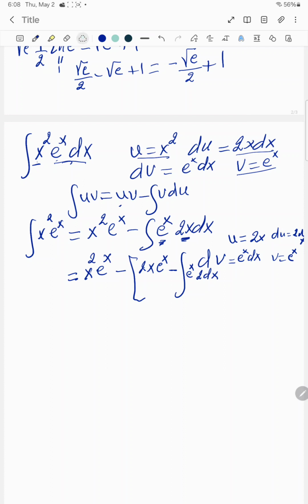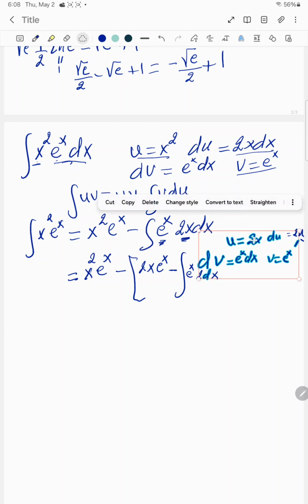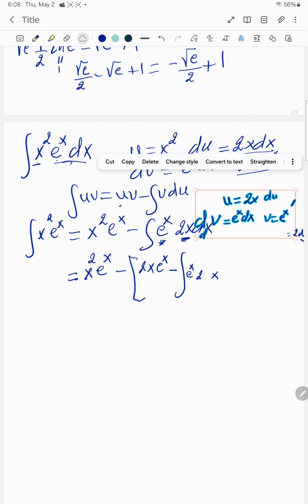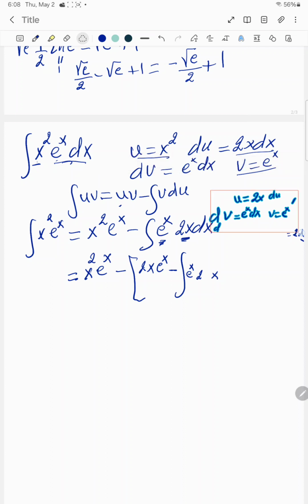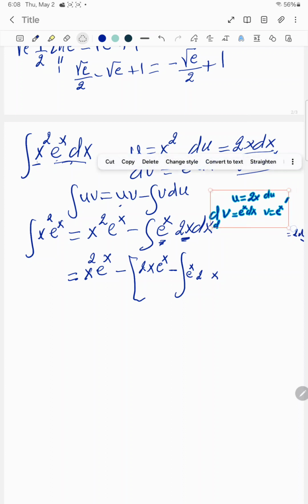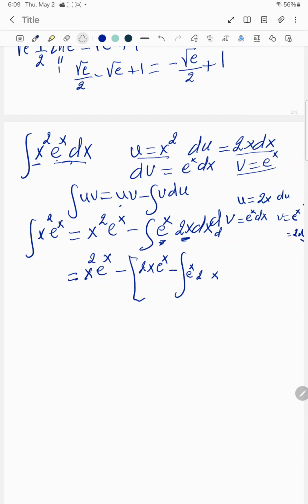Let's bring this up a little bit. Here I forgot to bring the v is equal to e^x, du is equal to... let's write it again.